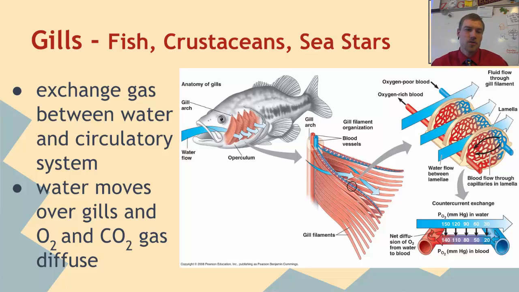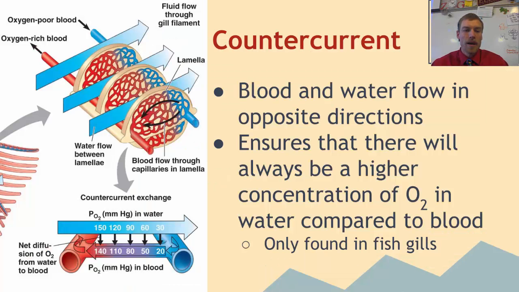So the first one is gills, which are found in fish, crustaceans, and sea stars. This is where exchange of gas occurs between water and the circulatory system, not between air and the circulatory system. So water is going to move over the gills, and as it does so, O2 and CO2 are going to be diffusing. And the way that it does so is with the use of countercurrent. This is an adaptation that is only found in fish. It's a really cool adaptation because it maximizes the efficiency of the system and ensures that there's always going to be a higher concentration of oxygen in the water compared to the blood.